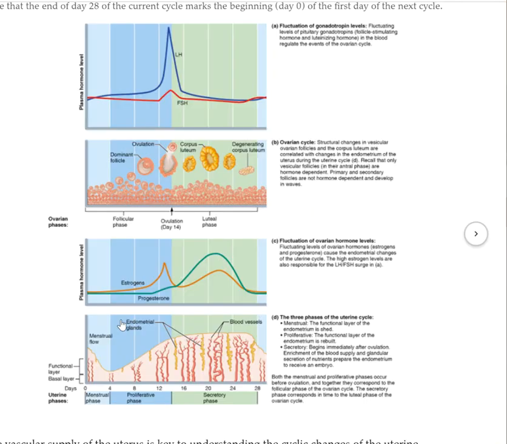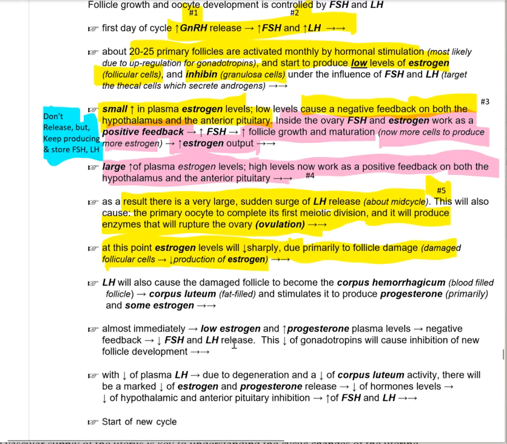And so if we go look here, all of a sudden, estrogen levels really drop off as we damage all the follicular cells and ovulation occurs, and they go back to pretty low levels. Okay? So we need to put in number 6 here for ovulation.